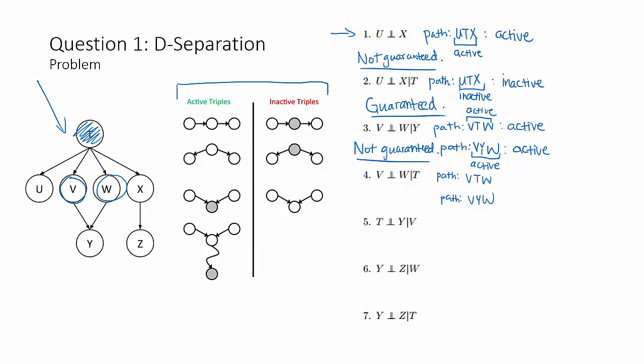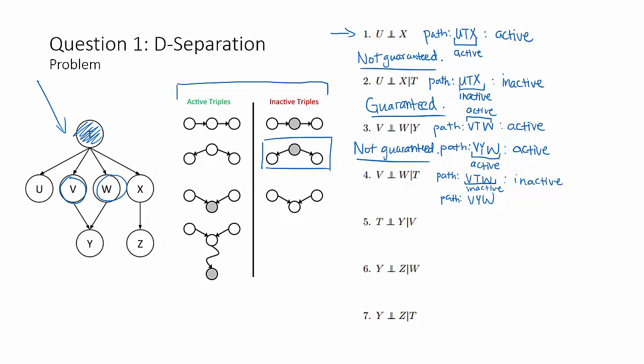Let's analyze the first path first. Along this path there's one triple, VTW. VTW is a common cause triple with the middle node observed, and so this is an inactive triple. Since we have found at least one inactive triple, this path is inactive.